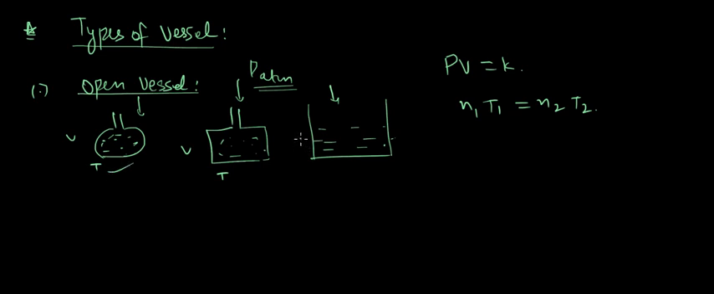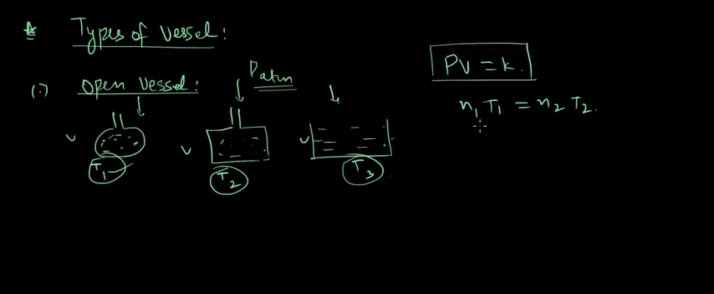as pressure is the same in all the cases, which is P ATM. Volume is the same in all the cases. This is at temperature T1, this is at temperature T2, this is at temperature T3. Volume of the vessel is the same in all the cases that has been given. Hence PV equals constant, and we can equate the number of moles and temperature with each other.